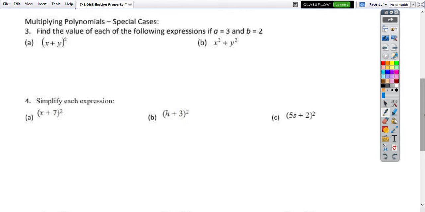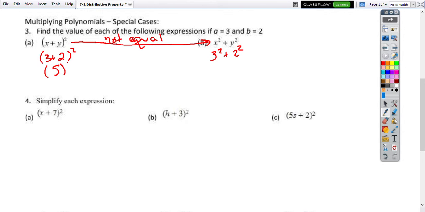So if we just use the numbers 3 and 2, if we do 3 plus 2 quantity squared versus squaring both 3 and 2. And what we want to show is that these two things right here, they're not the same, okay? They're not equal. So you can't take the quantity squared and write it as just both of these squared. So we notice this is basically 5 squared, right, which is 25, and this is 9 plus 4, which is 13. So they're not the same thing, okay?